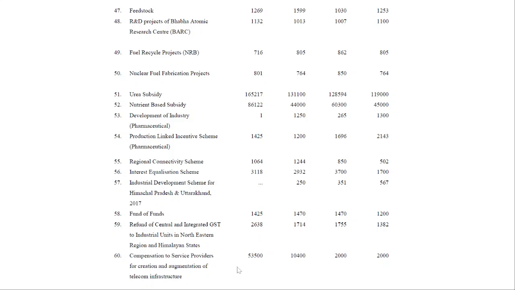Look at this telecom infrastructure. Just 1 or 2 years back, it had 53,000. Now it has come down to 2,000. That's a huge cut. And the production linked incentive scheme, which was also frequently in the news, is 2,000 crores only for pharmaceutical. That too. Remember, urea subsidy is also quite high, 1 lakh 19,000. So those which are very high, try to remember them.